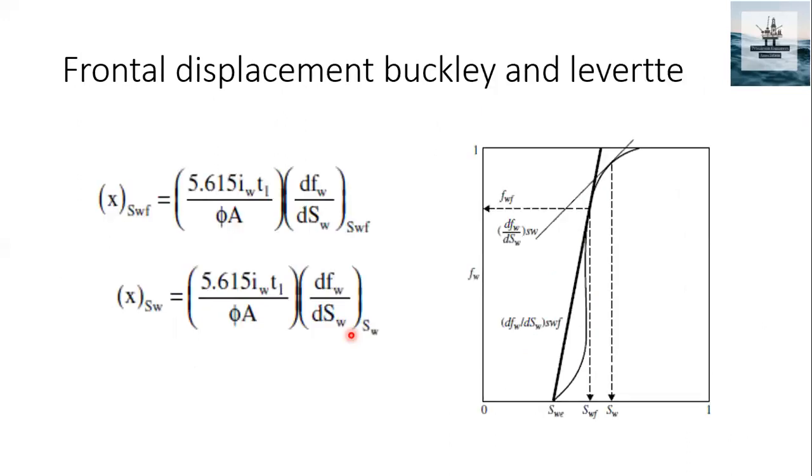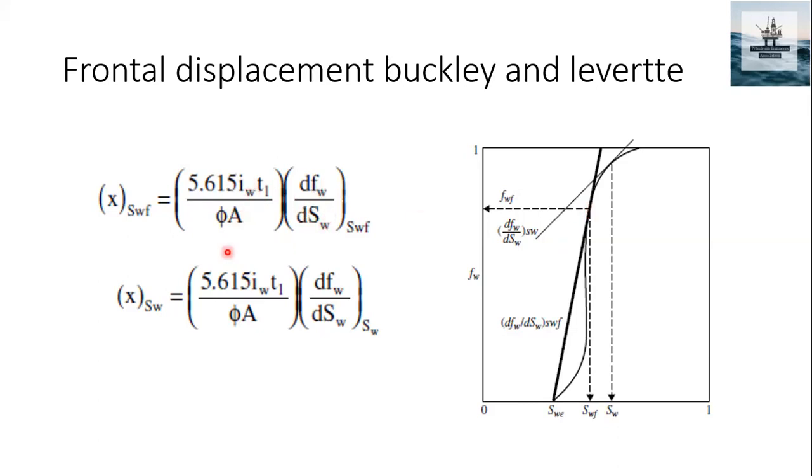This is the equation given by Buckley and Leverett: x SWF is equal to 5.615 IW t over phi A, times dfw by dsw. IW represents the amount of water injected by your injection well over time. It could be 10 days, 20 days; that is the time period taken to inject water. Then come porosity and cross-sectional area, and dfw by dsw. To estimate this value, we need to identify that term. I will explain through Excel how to estimate it.